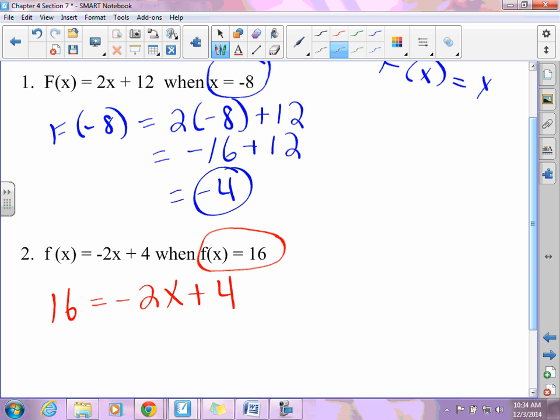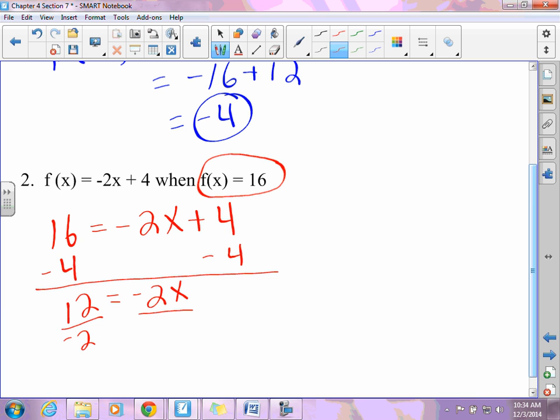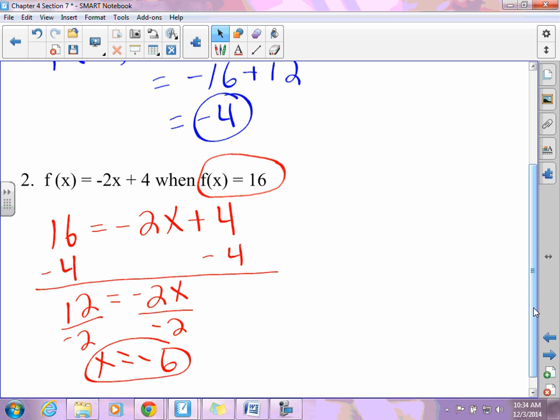So I'm going to subtract my 4. 12 equals -2x. Divide by -2. X ends up giving me -6. And I'm done. That's it. So in one example, you're solving for f of x. The other one, you're solving for x. Kids will flip-flop those, and they'll get the whole thing wrong. You just have to understand what they're asking for.